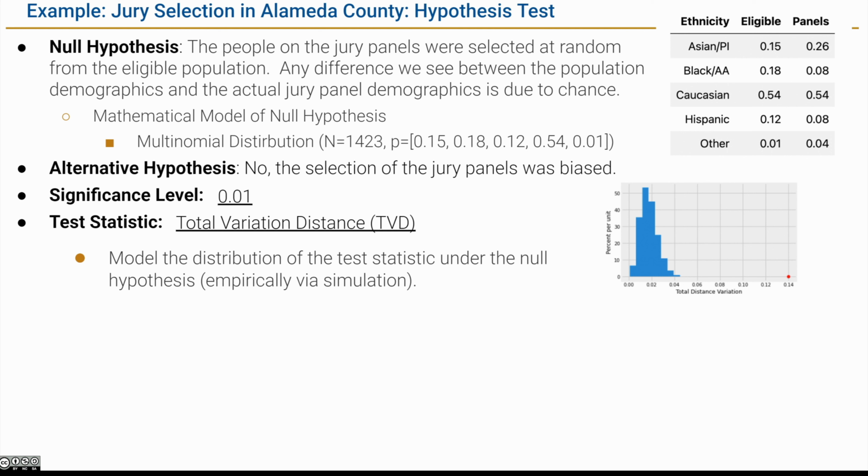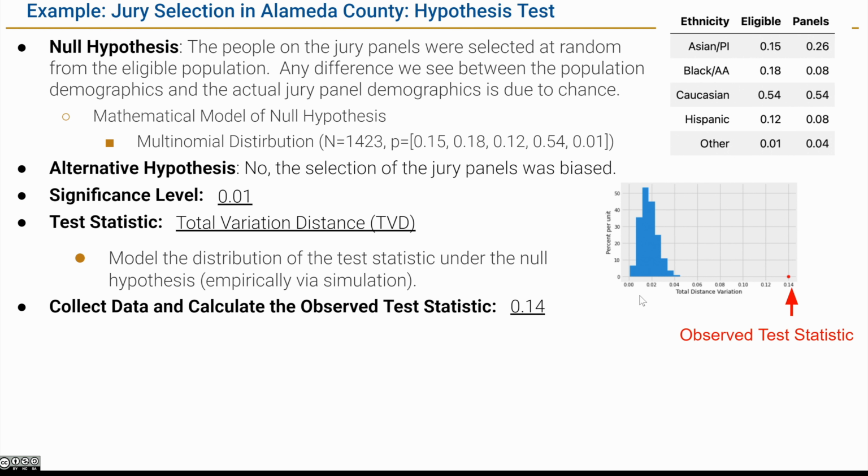So in the Jupyter Notebook, we simulated this distribution, and now we're going to add in our observed test statistic onto this distribution. That observed test statistic was 0.14, and we can see it is far, far, far in the tail of this distribution. If the null hypothesis was true, highly unlikely to observe what we did for our jury panels. So this is making us really have some pause and be suspicious about the fact that our null hypothesis doesn't look so reliable.